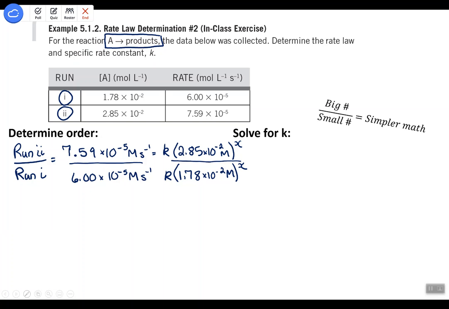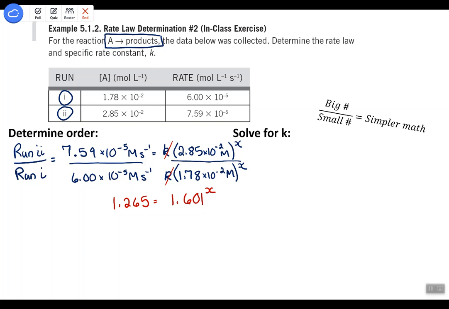On the left-hand side, the rate for run 2 over the rate for run 1 gives me 1.265 as the number. The specific rate constant, at this point, I don't know what it is, but as long as the temperature was constant, it's constant as well, and it factors out. Both of these concentrations are to the power x, so I can divide these concentrations, which gives me 1.601, which will also be to the power x.